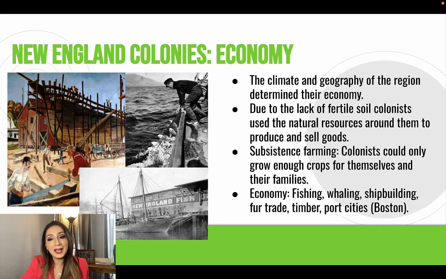Now, they did have subsistence farming, and subsistence farming just means they can grow crops, but just enough to survive for themselves, not to make money off of. So again, going back to their economy, fishing, whaling, shipbuilding, fur trade, timber. They had port cities such as Boston. They would ship out the dried fish as well.